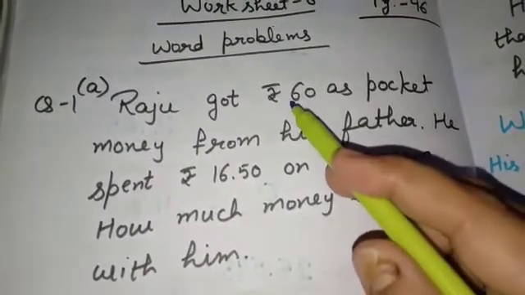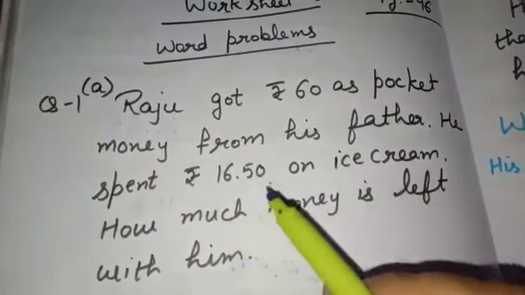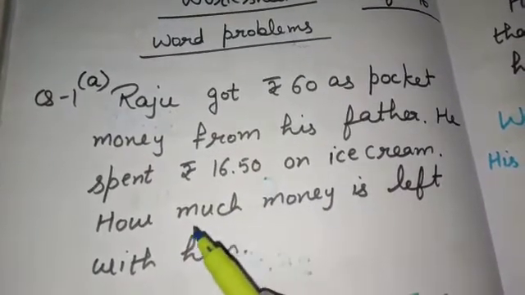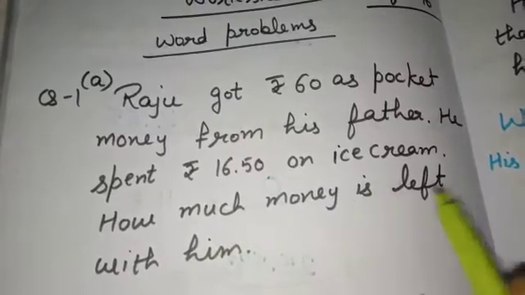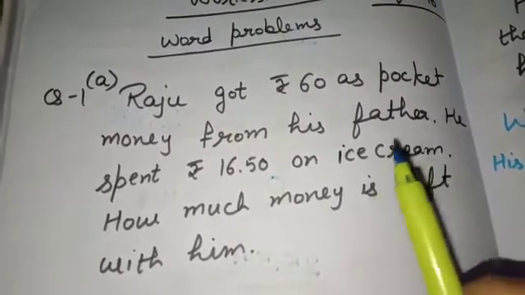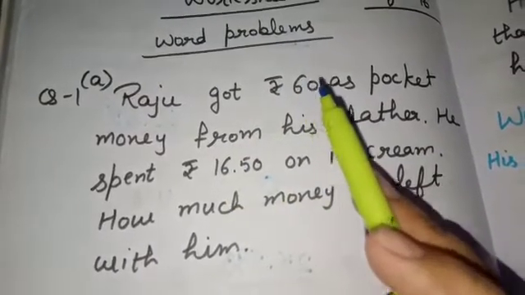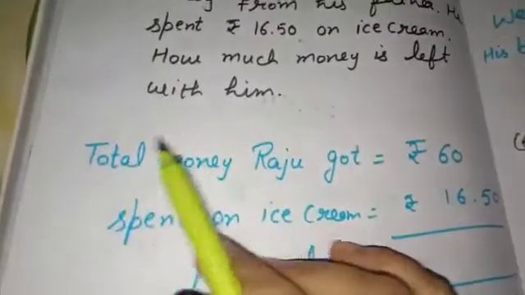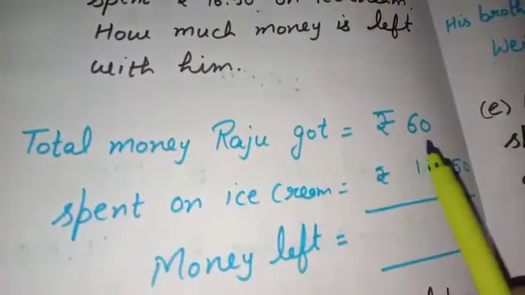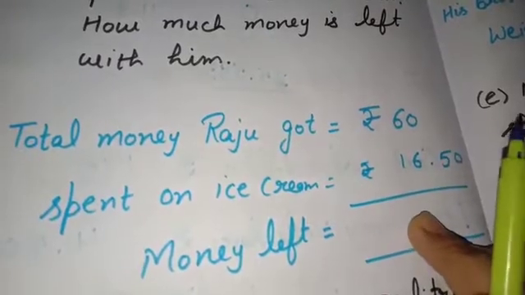The total money Raju has is given. He has spent this amount of money, and now we have to find how much money is left. To find the left amount, what will we do? We will subtract the spent money from the total money. So how will we do this? Total money Raju got, rupees 60. Spent on ice cream is rupees 16.50.